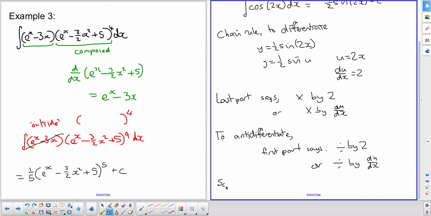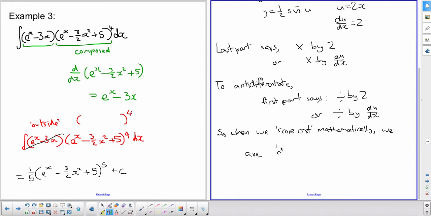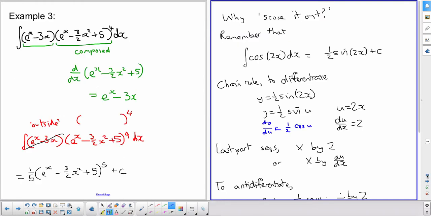So when we score out the first part of the function, we're dividing by the derivative du by dx. And the formal notation makes this look official. But here we're just trying to find out what is the thing that differentiates to the integrand. Okay, let's look at another example.